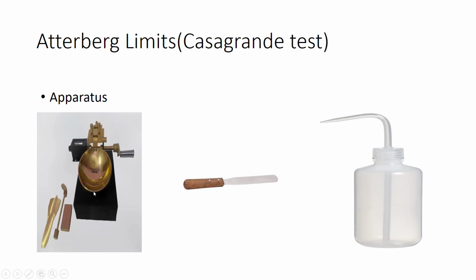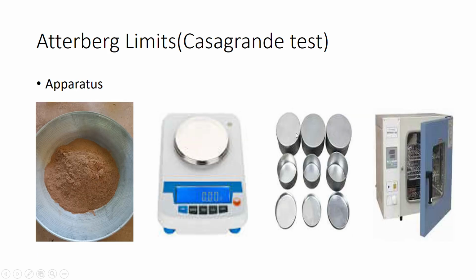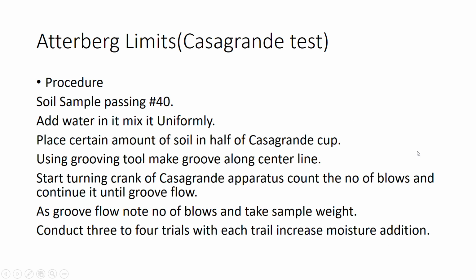When the groove starts to flow, you count the total number of blows, and you collect the sample from it, put it into a container and weigh it. Each container of the trial is then put into the oven for 24 hours. You need to conduct around 3 to 4 trials.